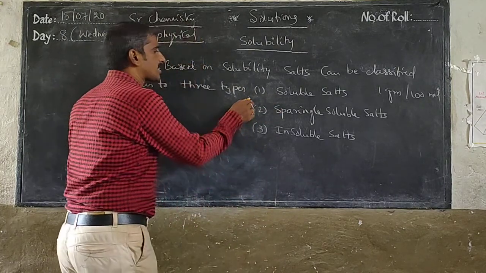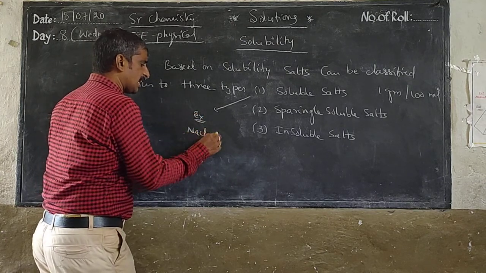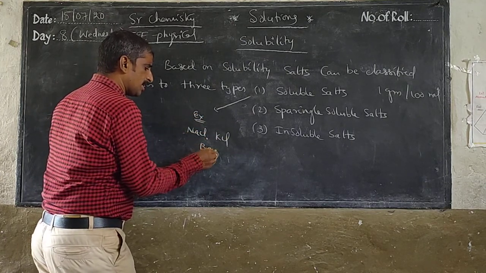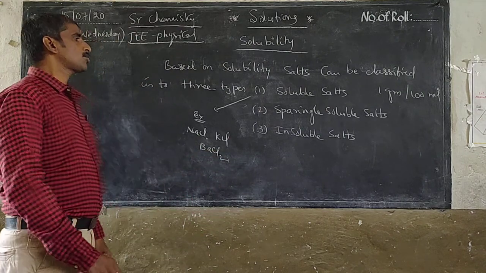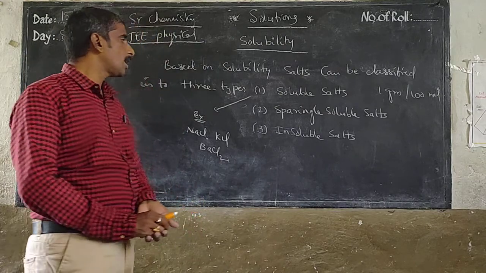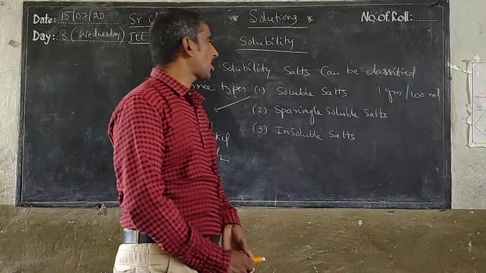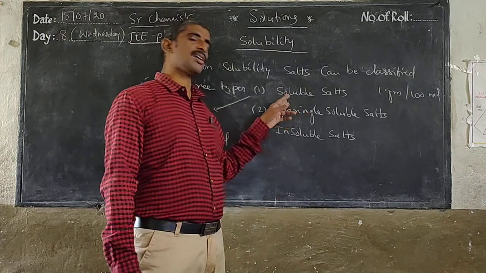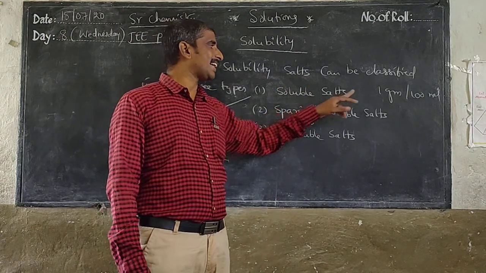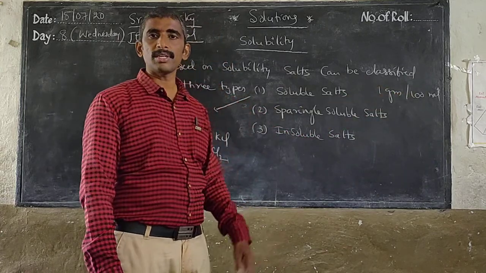Soluble salt examples: NaCl, KCl, BaCl2, etc. That is, sodium chloride, potassium chloride, barium chloride. These are soluble salts, which have solubility greater than 1 gram per 100 ml solution.